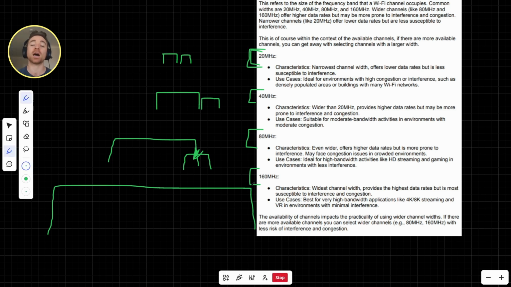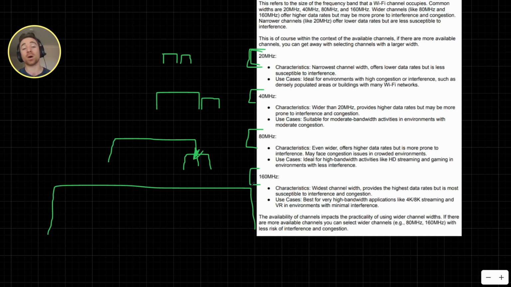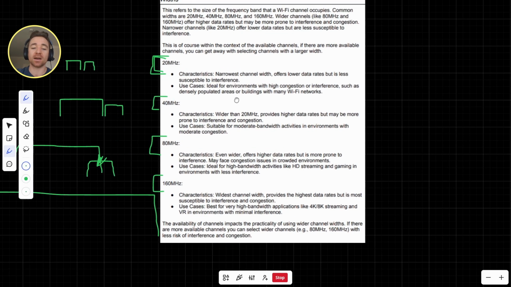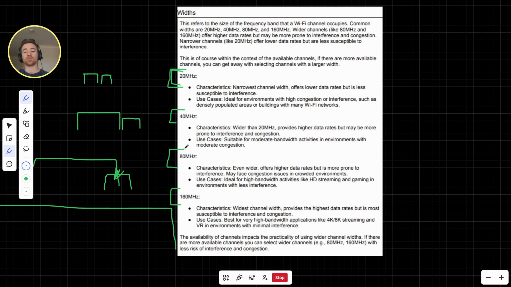So if you're doing really high demanding tasks, you'll probably want a wider channel width, but you just got to be wary of that risk of interference. That's the main thing that you need to know for your exam, and you're going to have to be able to toss that up based on the scenario they give you. You might have to choose a channel width that's appropriate for what they've said.